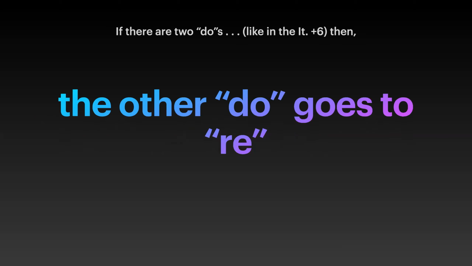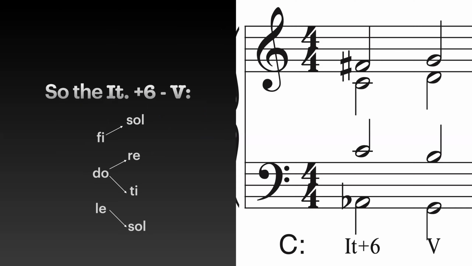Now, if there are two dos, which is what you'll have when you have the Italian augmented six, remember you're not going to double fi and you're not going to double le. Why? Because they're tendency tones, and we don't double those. Then you'd have parallel octaves or unisons, and we don't want that. So you're going to end up doubling the do, and when you have two dos, the one goes to ti, like we just talked about, but then the other do goes up to re. And this is what you end up having.